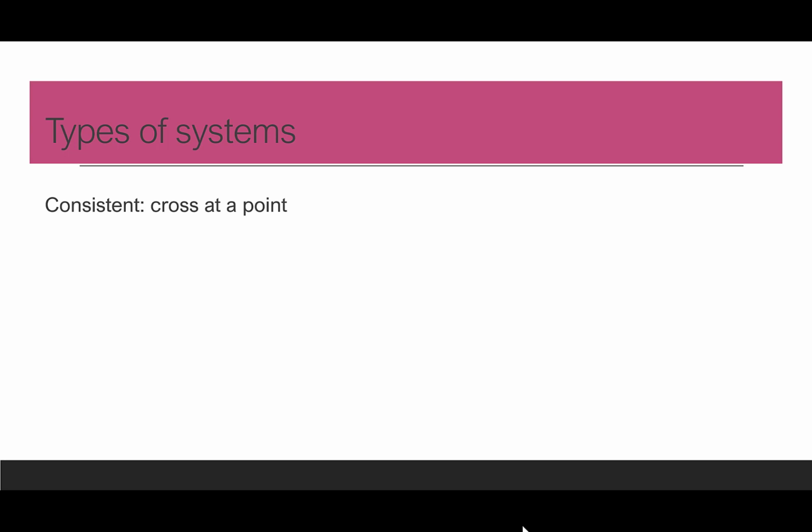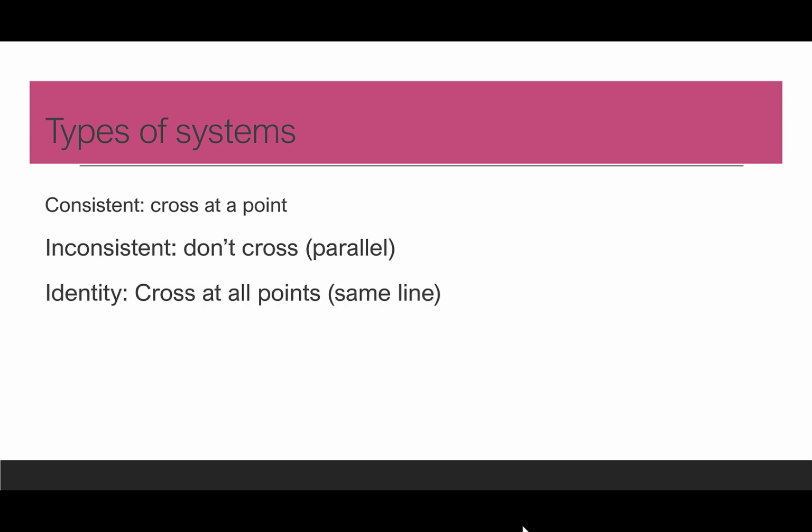So first we could have something that's consistent, meaning we have two lines and they're going to cross at a point. We could have inconsistent, which means they're not going to cross at all, and that means the lines are parallel. Or we could have an identity, and that says they cross at all points. When I say that they cross at all points, it means all the points on one line are the same as all the points on the other line, and essentially we just have the same line written twice.